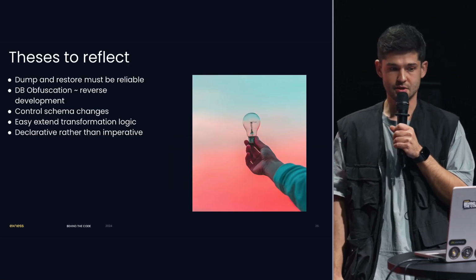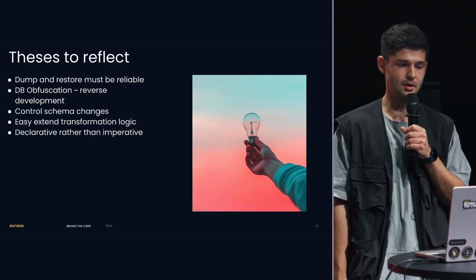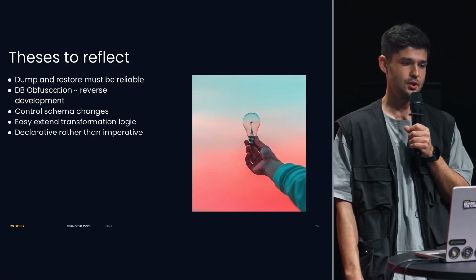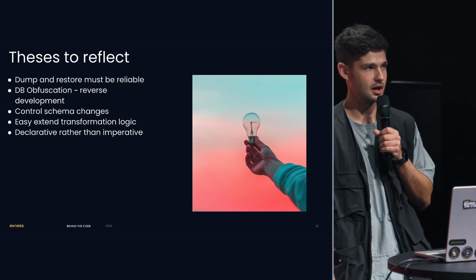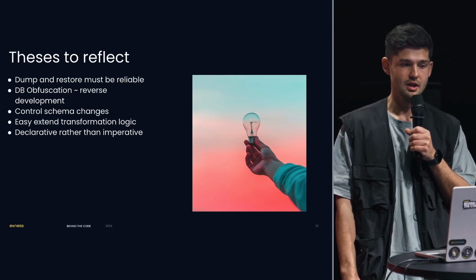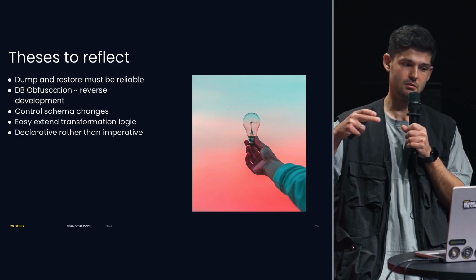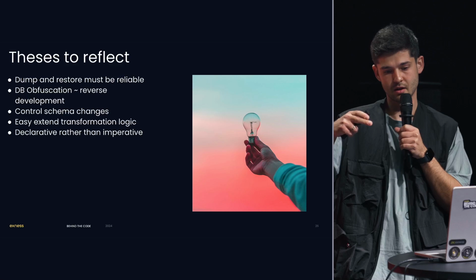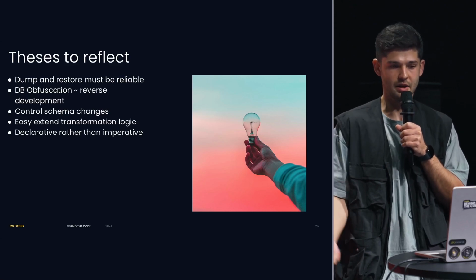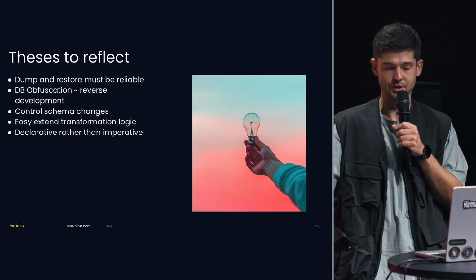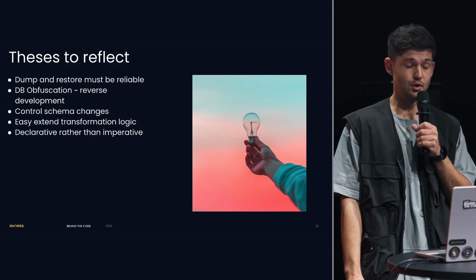There are a few theses to reflect on before we discuss internals. First of all, database obfuscation must be as reliable as vendor utils. Meaning that if you make a dump of your database using an obfuscation util, it must be easily restored as when you use vendor utils. Database obfuscation is likely reverse development.